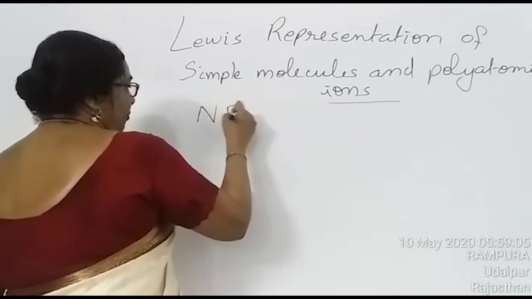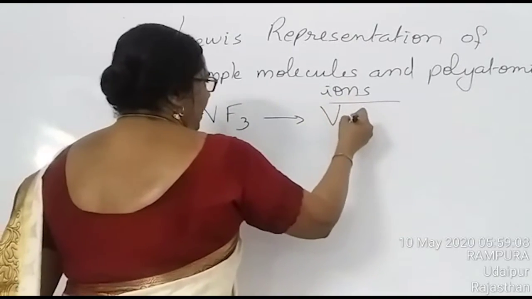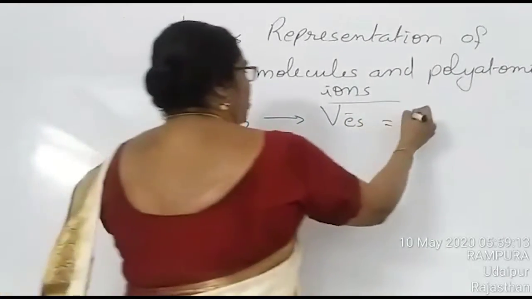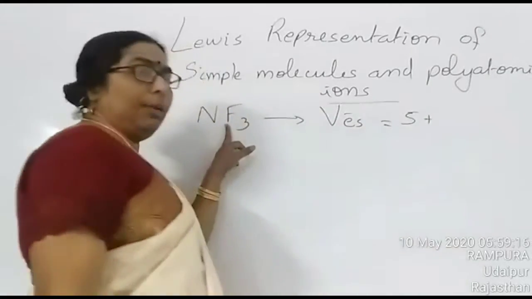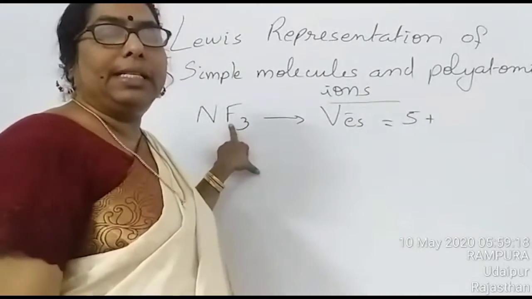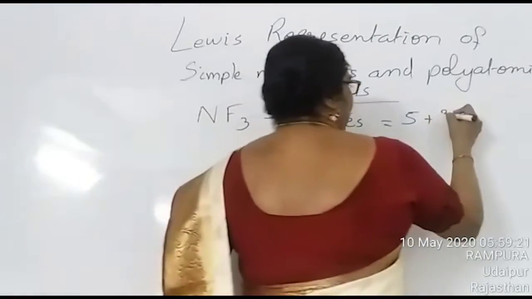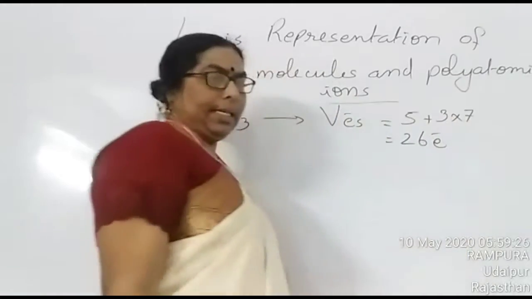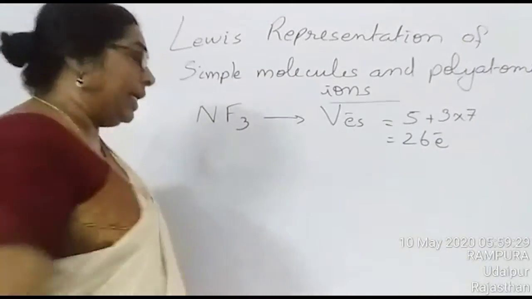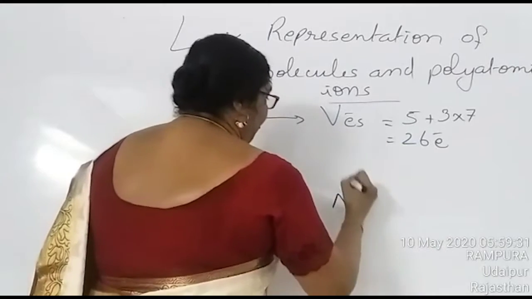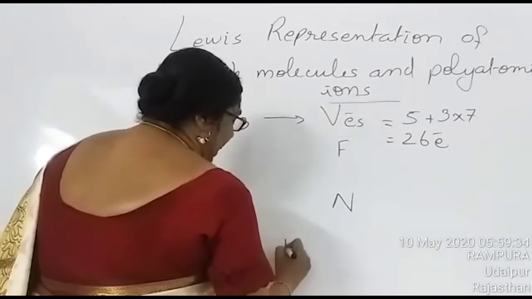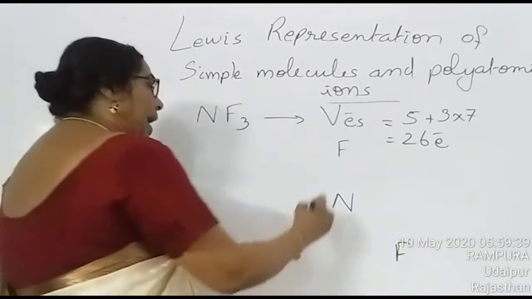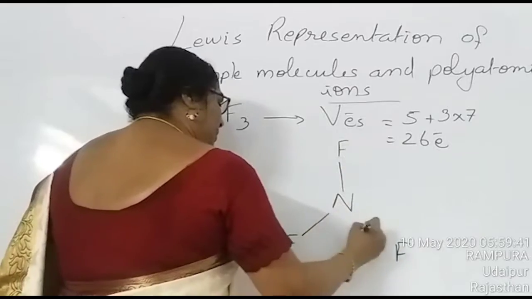So the first step, you know that you are supposed to calculate valence electrons. Nitrogen belongs to the 15th group, so the outermost valence electrons are 5. Fluorine belongs to the 17th group, so the number of valence electrons is 7. That is, 3 sevens are 21. So the total number of valence electrons is equal to 26. Now the next step is to arrange these atoms, in which you know that nitrogen is least electronegative compared to the fluorine atoms. We have arranged them and connected them with the help of single bonds.